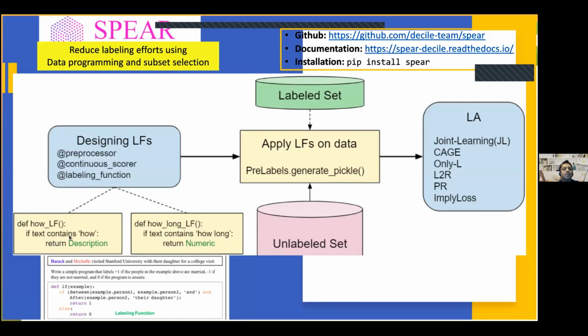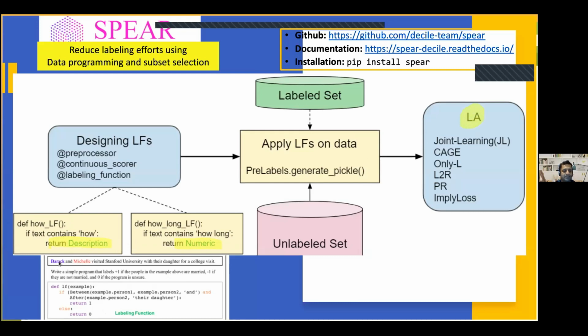So imagine you were trying to classify questions such as in the TREC data set. If the text contains how, you would think of the question as being a description question. On the other hand, if it contains how long, you would think it's a numeric question. Now, obviously, you can see this conflict between these labeling functions, and therefore it becomes important to aggregate across these. So the LA is a label aggregator.